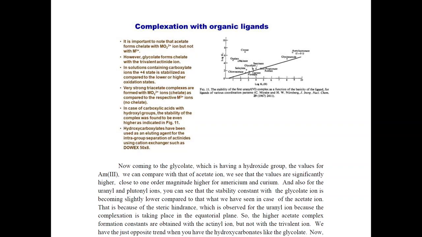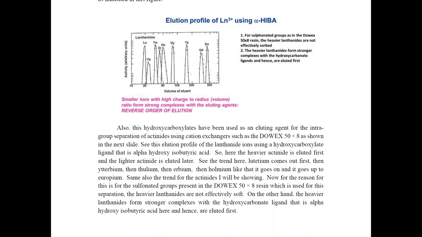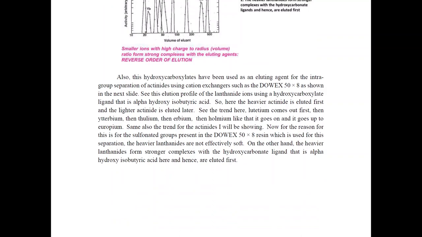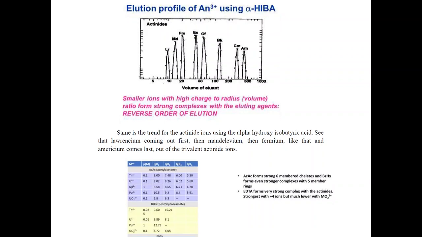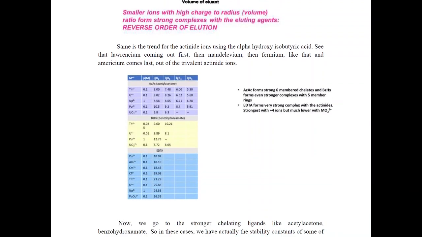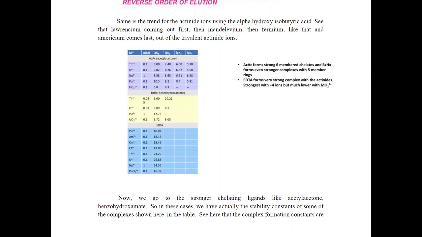In the case of carboxylic acids with a hydroxyl group, the stability of the complex was found to be even higher, as indicated in figure 11. Hydroxycarboxylates have been used as eluting agents for the intra-group separation of actinides using cation exchangers such as Dowex 50x8. In the elution profile of lanthanides 3+ using alpha-HIBA, the smaller ions with higher charge to radius ratio form stronger complexes, with the reverse order of elution. Similarly for the An3+ elution profile using alpha-HIBA, smaller ions with high charge to radius ratio form stronger complexes with eluting agents.